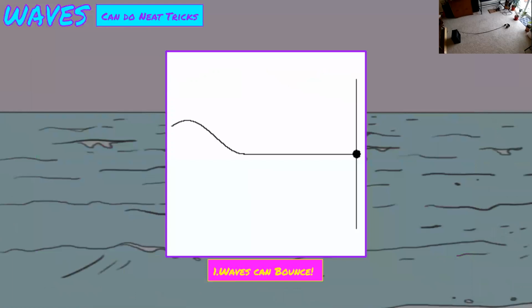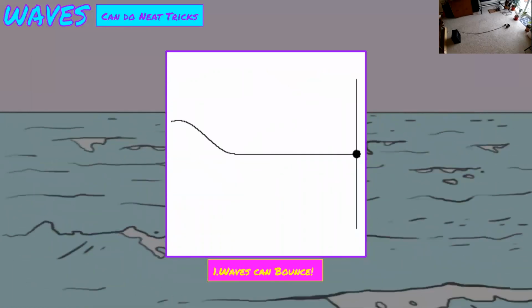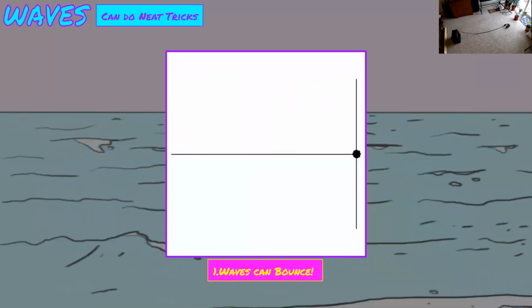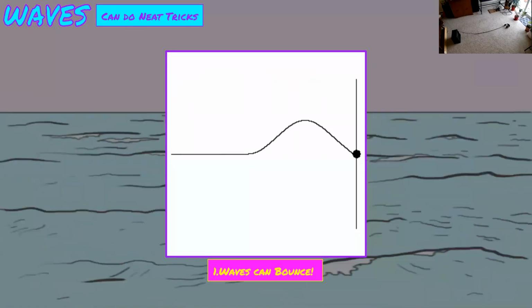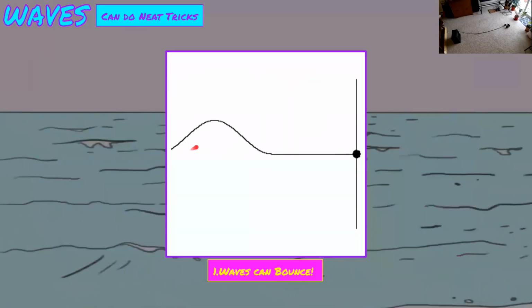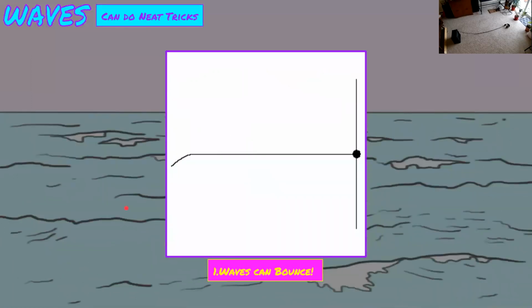Waves can do neat tricks. The first thing that waves can do is that waves can bounce. If a wave encounters an obstacle, it can reflect off of that obstacle. This GIF here shows a wave pulse on a string meeting a barrier and the wave changing direction and moving the other way.